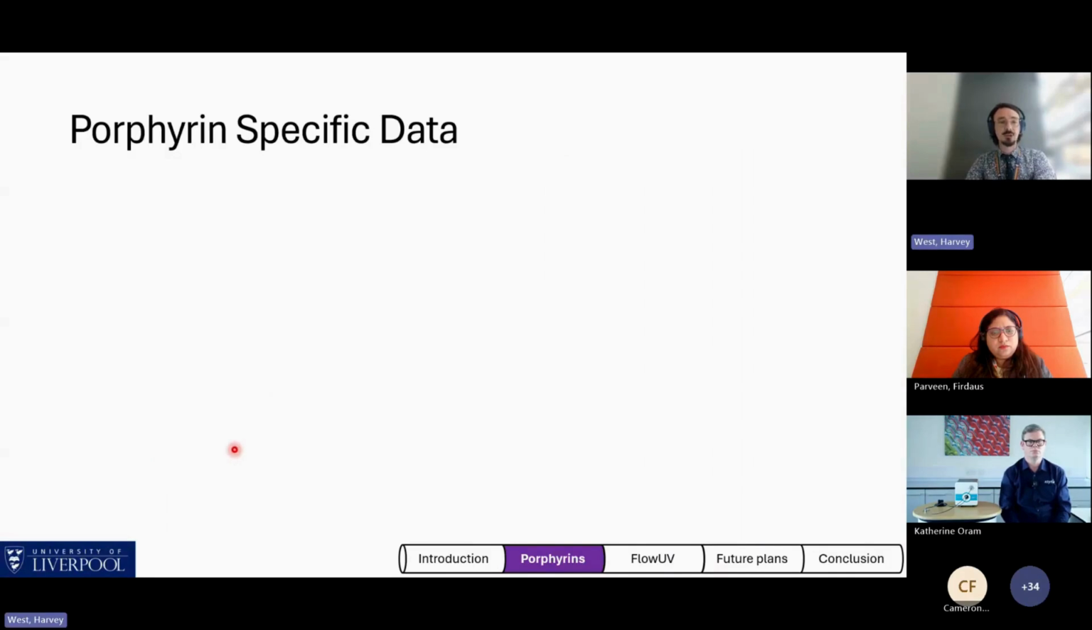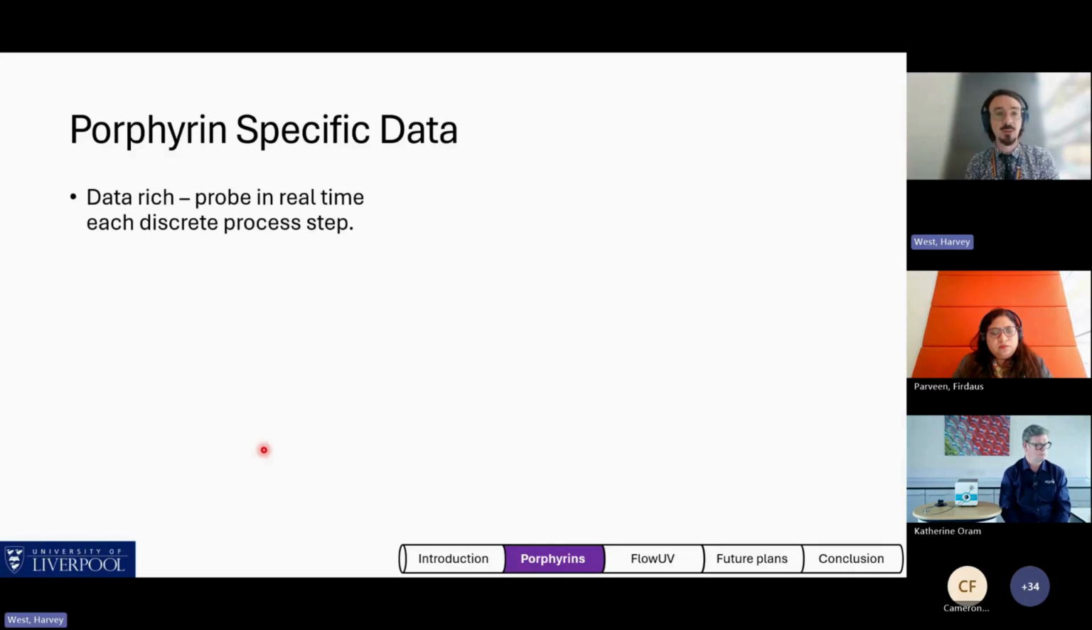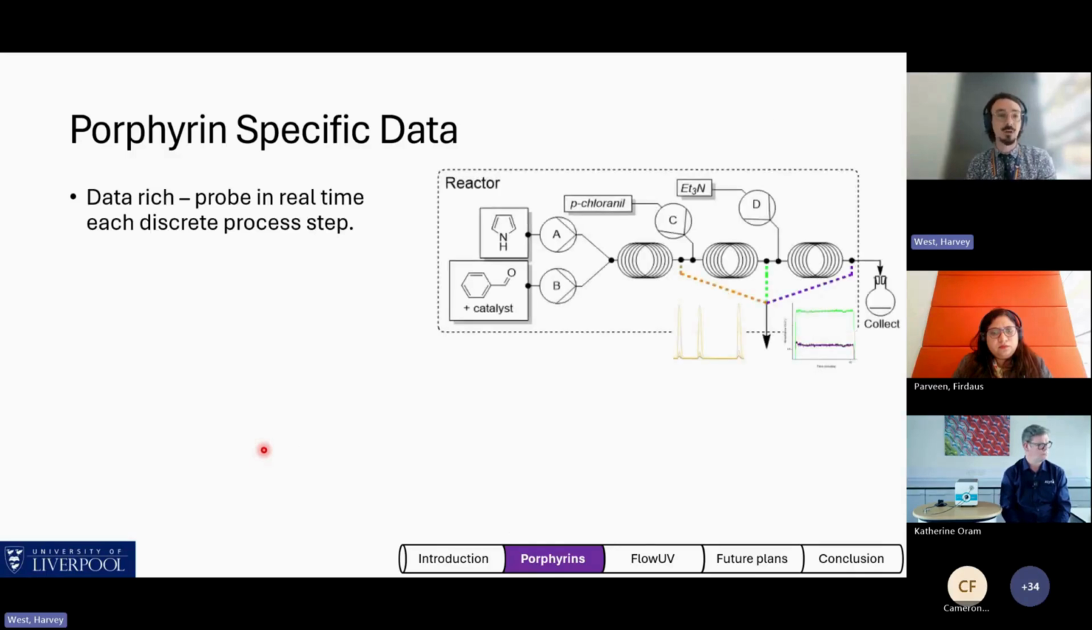So let's take a moment to look at some of my porphyrin specific data from my day-to-day workflows. As I mentioned previously, flow chemistry is incredibly data rich, and this gives us the opportunity to probe in real time, particularly with a telescoped process, each discrete step in our reaction.